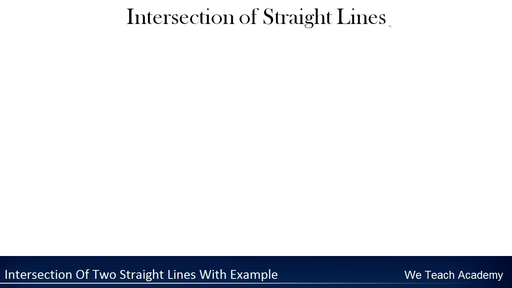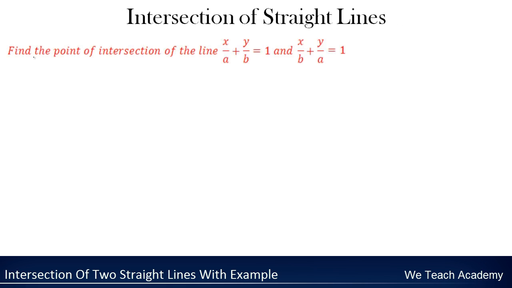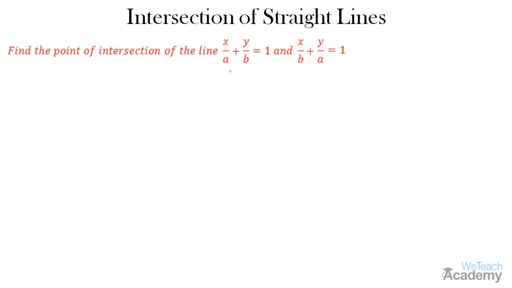In this section we are going to discuss the intersection of two straight lines with the help of an example. Here we need to find the point of intersection of the lines x by a plus y by b is equal to 1 and x by b plus y by a is equal to 1. And this straight line is in the intercept form.